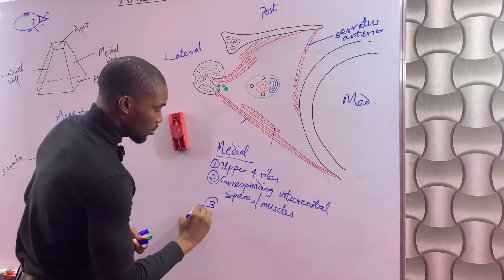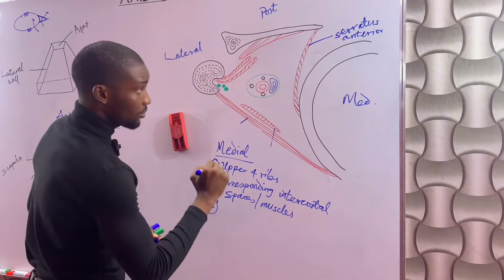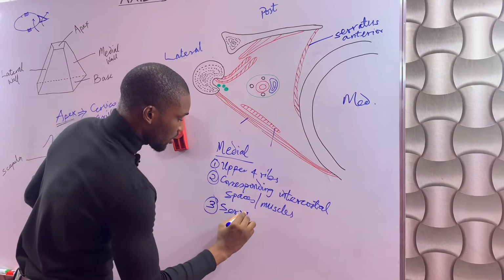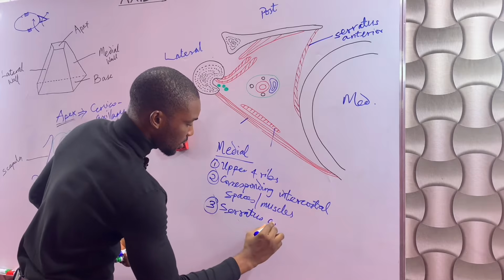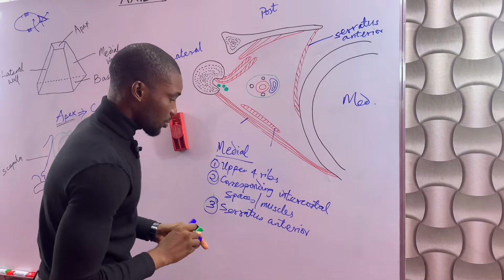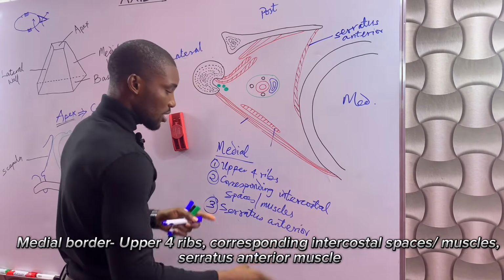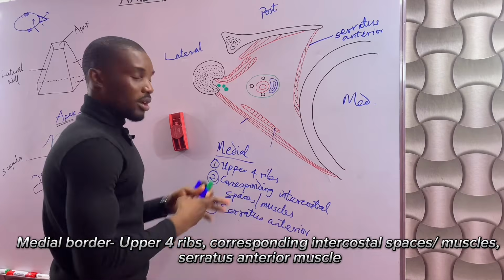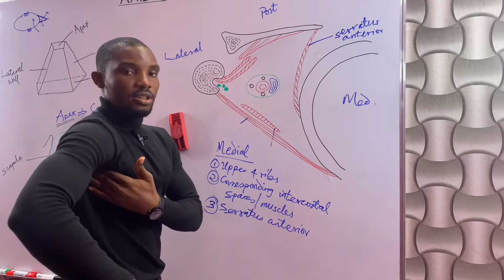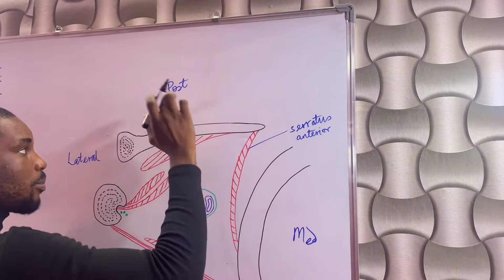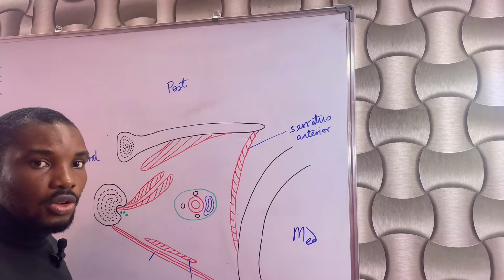Then we have the third one, the serratus anterior. So if you look at these muscles, the serratus anterior, the corresponding intercostal muscles, and the upper four ribs, they are within the medial border or boundary of the axilla. So let's move to the posterior boundary of the axilla.